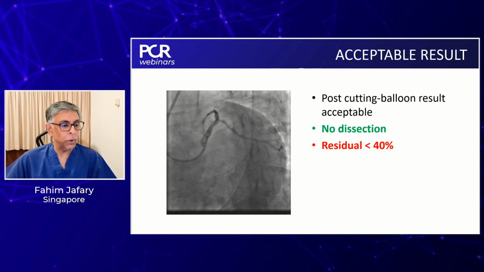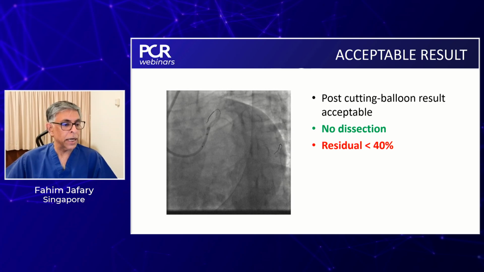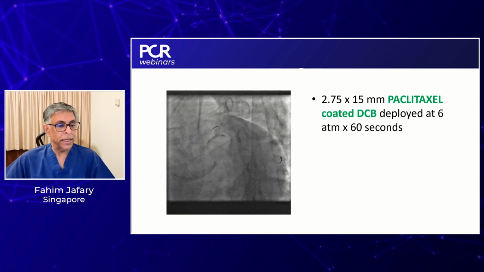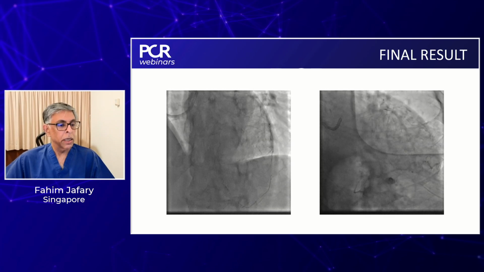Moving forward, this is what it looked like after. So we thought this was a fairly reasonable post-cutting balloon result. No dissection, a residual that's well below 40%, probably around 30%. And we thought that this was an acceptable result. And we went ahead and then treated this with a 2.75 by 15 paclitaxel-coated drug-coated balloon. They deployed it at 6 atmospheres for 60 seconds. And again, the patient tolerated it quite well, considering that the balloon was partially in the left main.